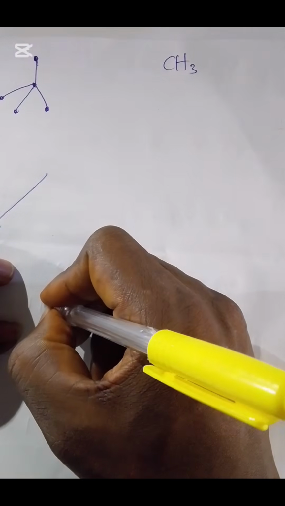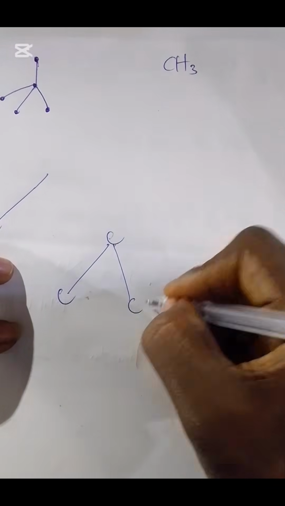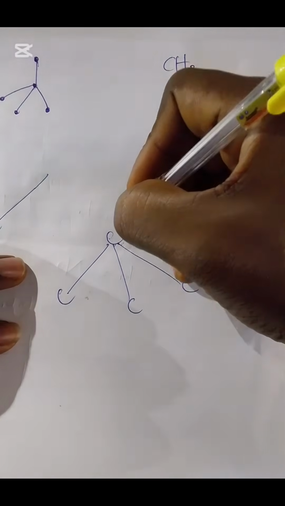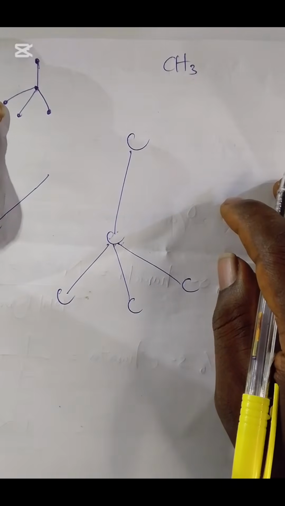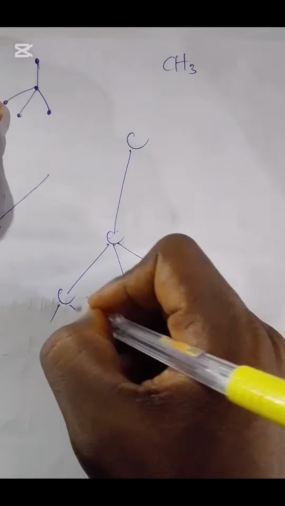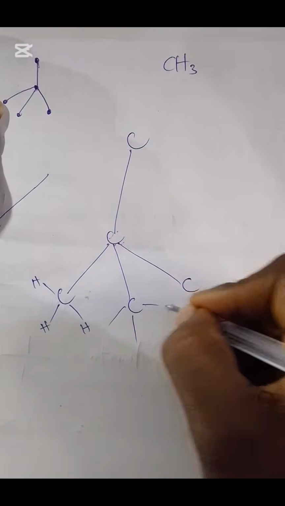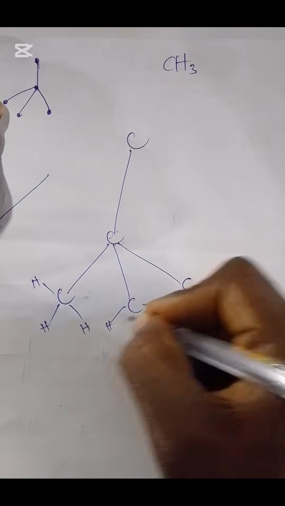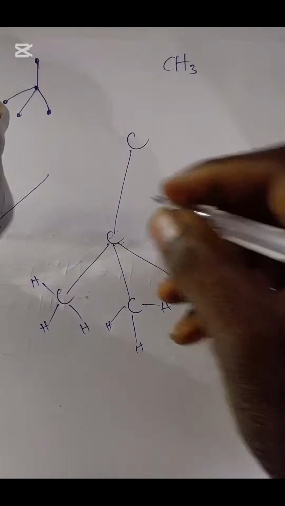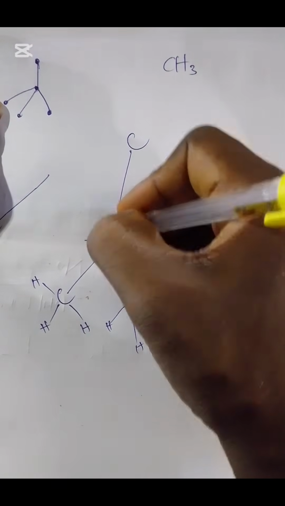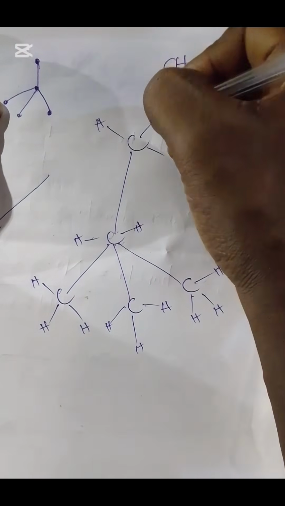So we have C, C, C, and C, then C. And we said this dot represents CH3. So 1, 2, 3. H, H, H. 1, 2, 3. H, H, H. 1, 2, 3. H, H, H. 1, 2, 3. H, H, H. 1, 2, 3. H, H, H.